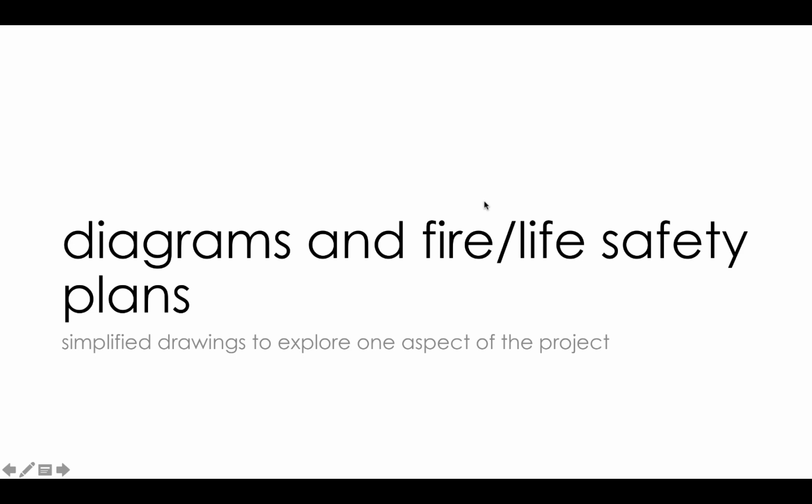Welcome. Today I'd like to talk about different kinds of diagrams that you can do and should do for your projects, and also one in particular, which is a fire and life safety diagram, eventually becoming a fire and life safety plan that goes on your code analysis sheet. And all of these diagrams are basically simplified drawings, typically floor plans or sections or axonometrics that explore one particular aspect of the project that you're working on.